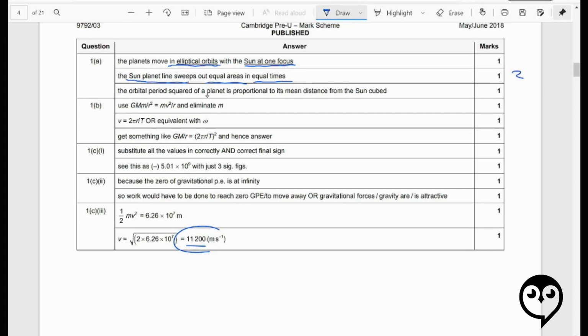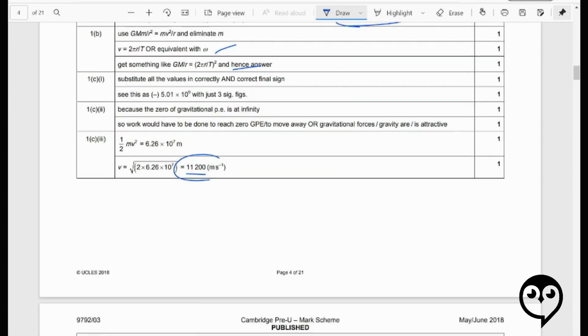And the orbital period squared of the planet is proportional to the mean distance of the sun cubed. That's what we had said, okay? And we derived that. There's other ways we've done this. We've done that on the first question. You can go back and have a look. We have already looked at that answer. That's fine. We've got that number. Okay, substituted in, and we got the correct sign.